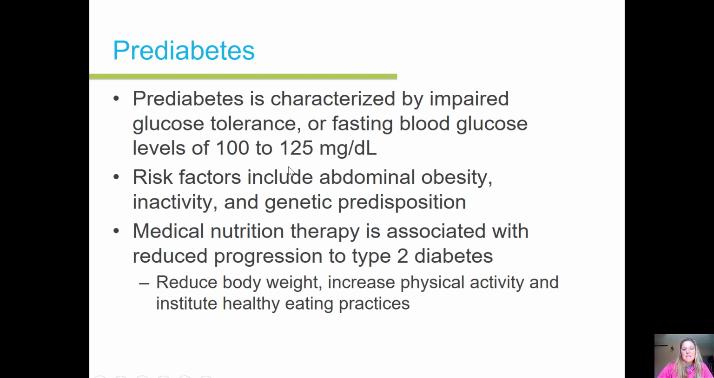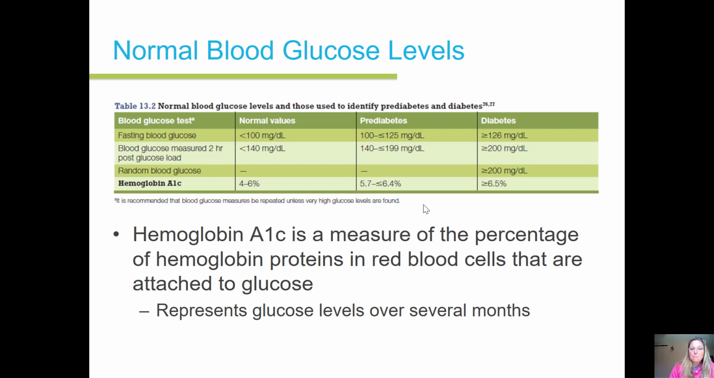Prediabetes we define as having a fasting plasma glucose level of 100 to 125. Now remember, 126 is diagnosed as diabetes, either type 1 or type 2. So getting your blood sugars checked regularly is very, very important. Risk factors for diabetes: having a high level of visceral fat storage, being inactive, and even having a family history is very, very important.